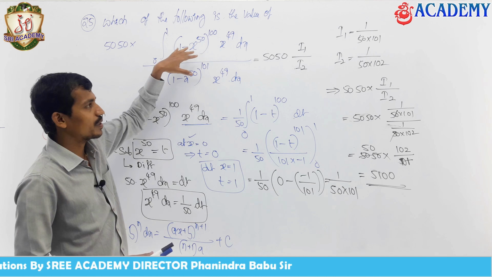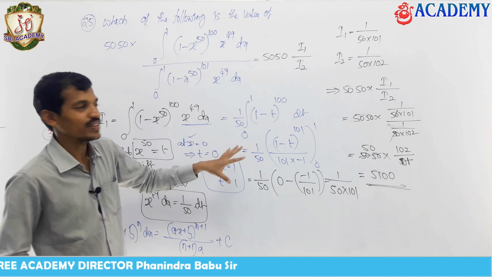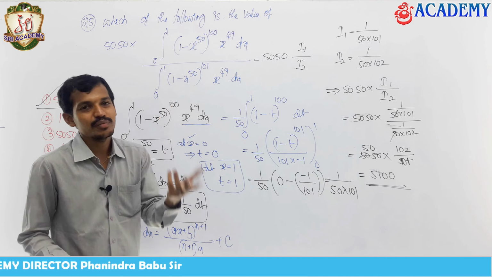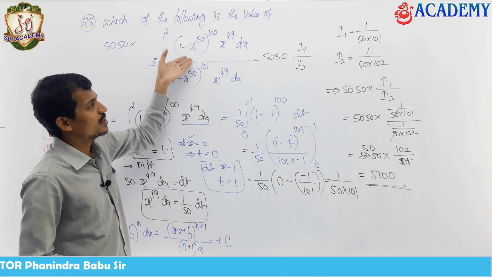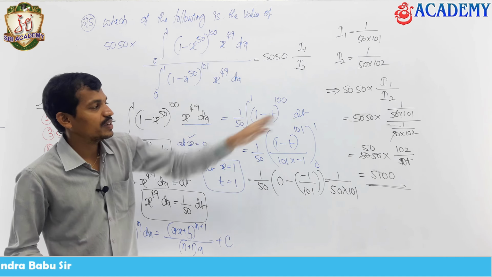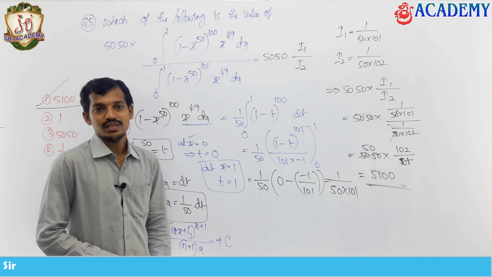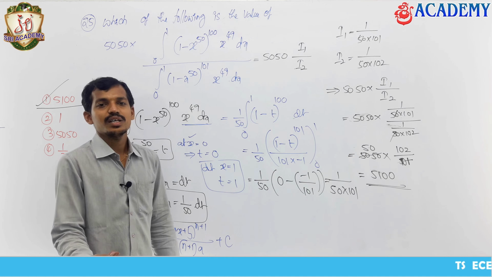In the same coinciding problems, if once again you are finding I2 also, it will take more time. By finding I1, you can say I2 also. By simplifying that, you are going to get an answer. Okay, let's see another problem.